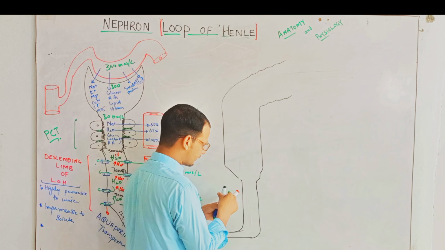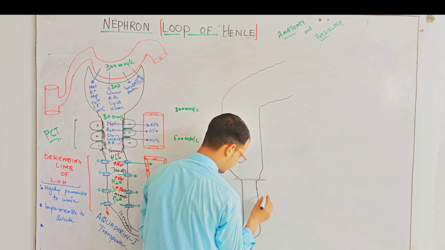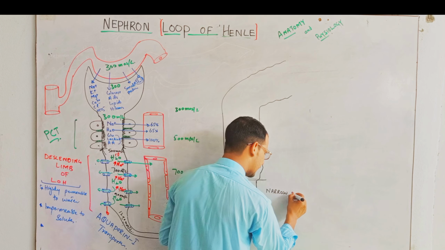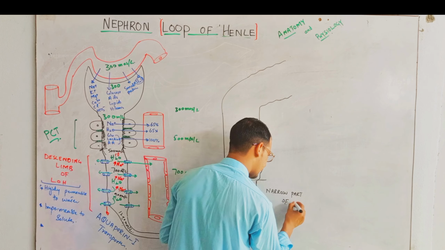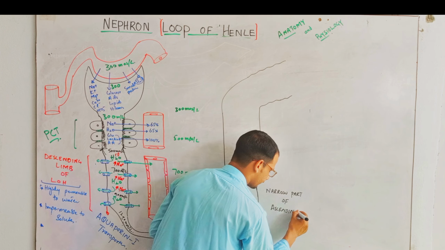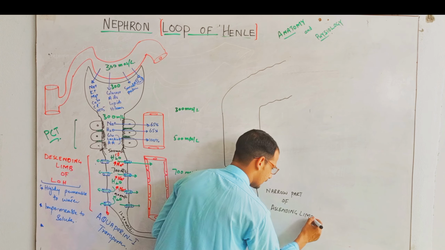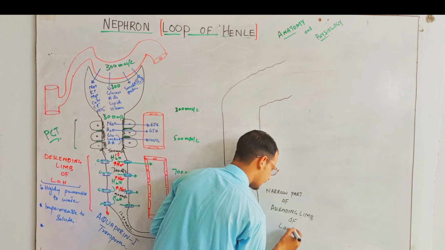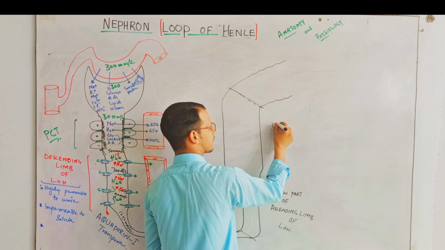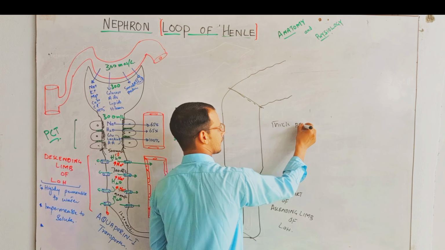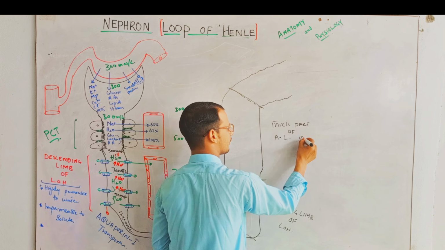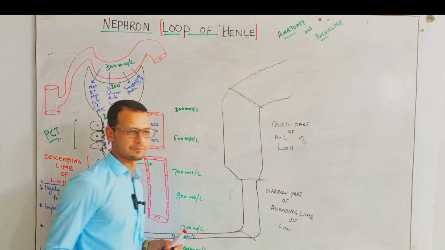In ascending limb we have two parts. One is this one, this is called the narrow part of the ascending limb of loop of Henle, and this part is called the thick part of the ascending limb of loop of Henle.